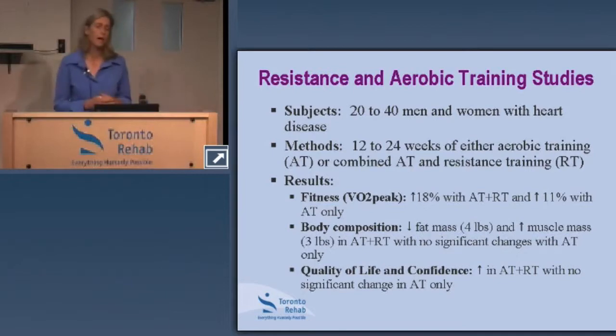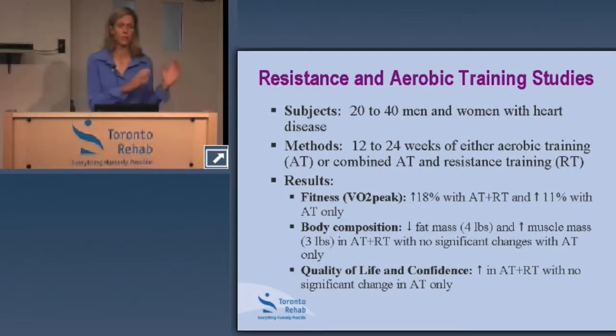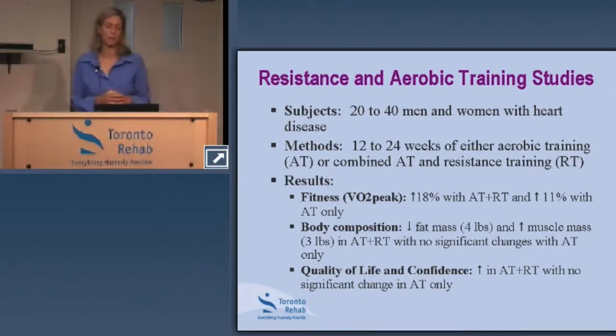So in this next slide, I've combined 4 separate studies that have examined benefits of doing aerobic training, which is walking, jogging, cycling, swimming, or doing aerobic training combined with the resistance training. So in these studies, there were 20 to 40 men and women, all who had a history of heart disease, and they were either randomized to aerobic training or to aerobic training plus resistance training. And they would do these programs for between 12 and 24 weeks.